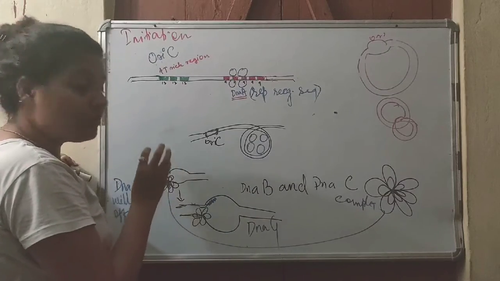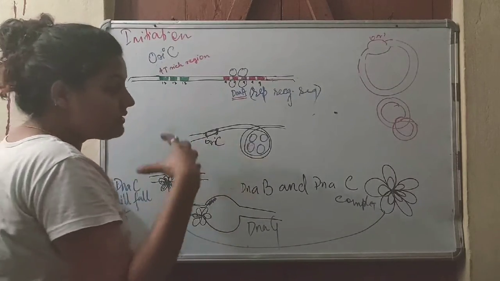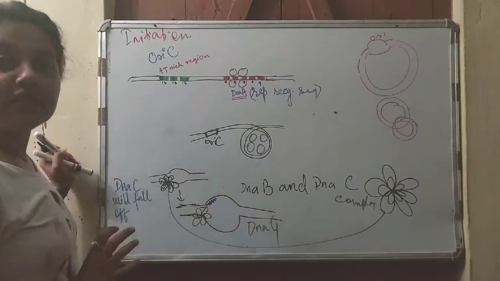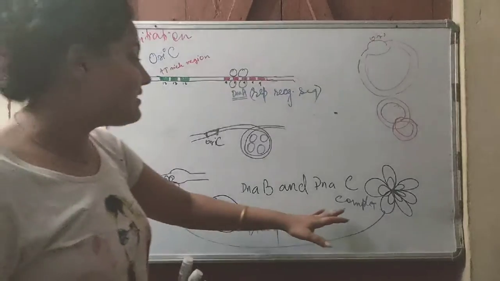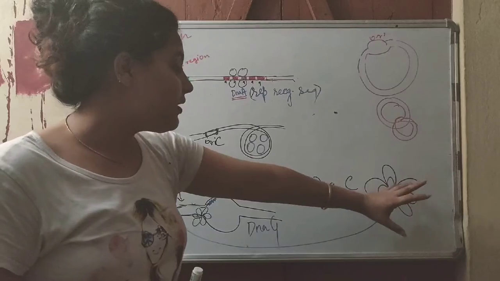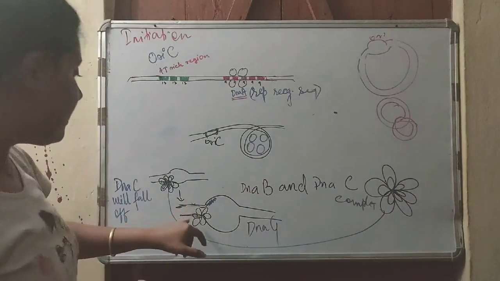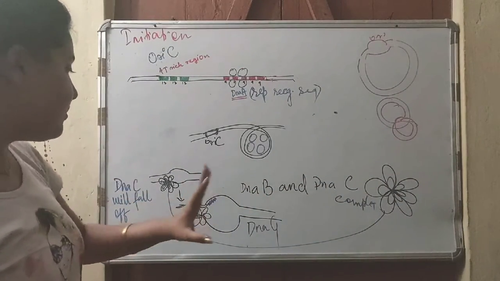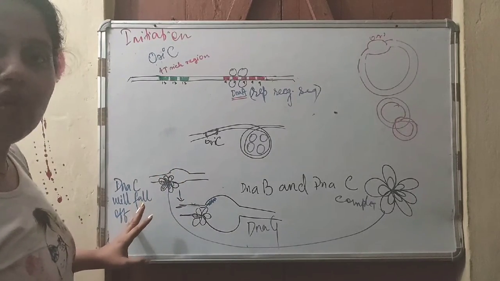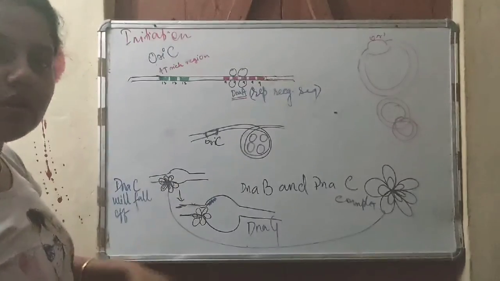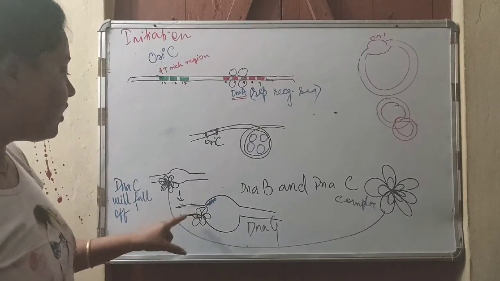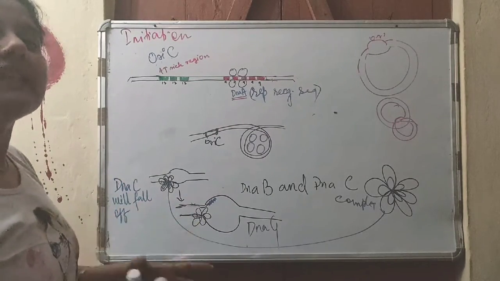And as the replication bubble forms, what happens? DnaB and DnaC complex will recognize the bubble and they will come and sit on one of the strands. The DnaB and DnaC complex are made up of 6 subunits each, and they come and sit on one of the strands. As the DnaB and DnaC complex recognizes the strand, DnaC will fall off because it will not have any further work apart from recognizing the sequence, and then only DnaB will work as a helicase and unwind the DNA.